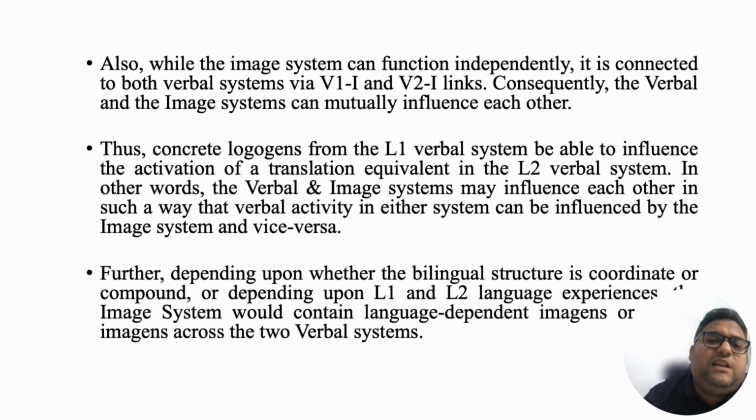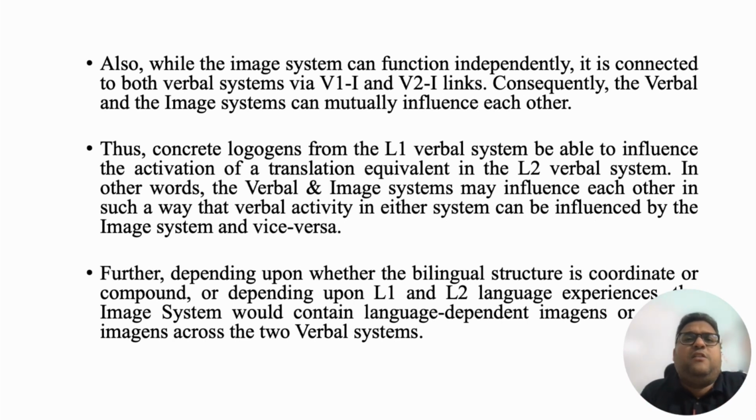Moving on, while the image system can function independently, it is also connected to both verbal systems via V1I and V2I links, and consequently the verbal and the image systems are able to mutually influence each other. So the concrete logogens from the L1 verbal system are able to influence the activation of the translation equivalent in the L2 verbal system. In other words, verbal activity in either of the systems, L1 or L2, can be influenced by the image system and can influence the image system vice versa. This is how the conceptual organization of memory would work.